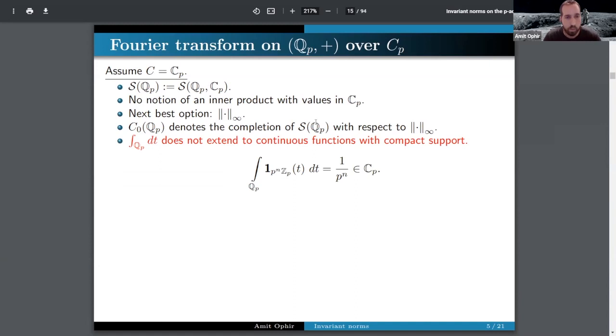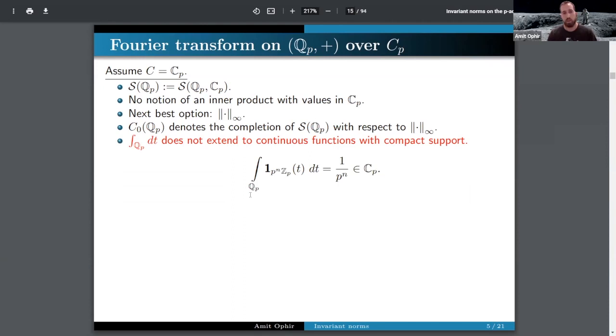But now we have a very strange behavior. The Haar functional now is not continuous. It does not extend to continuous functions, not even ones with compact support. And the reason is that it is not bounded on subsets of a compact set.